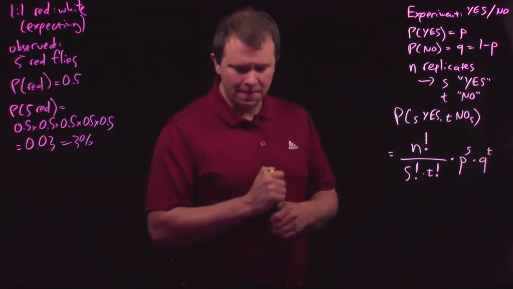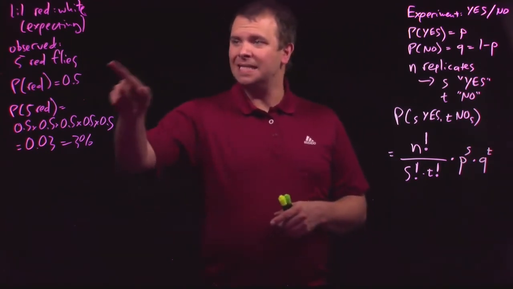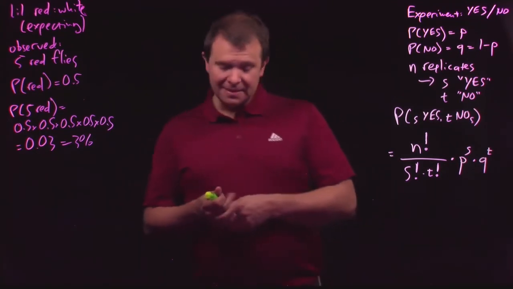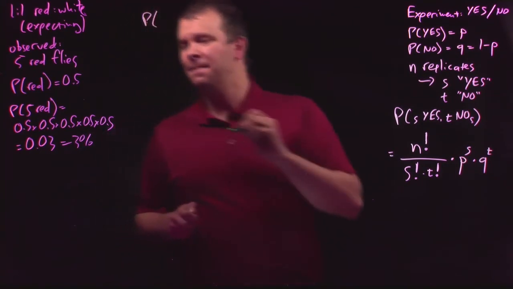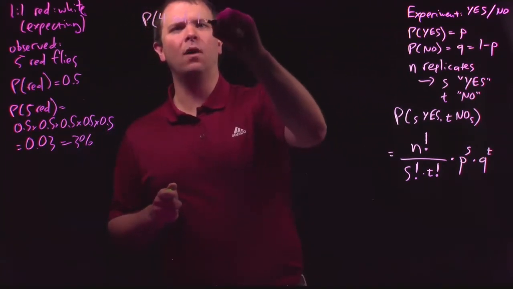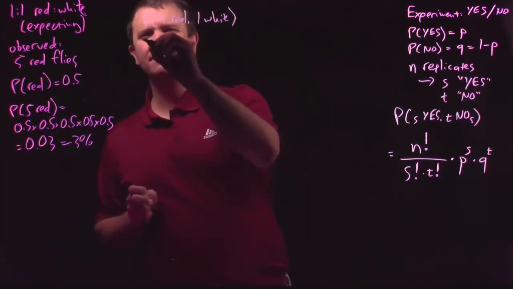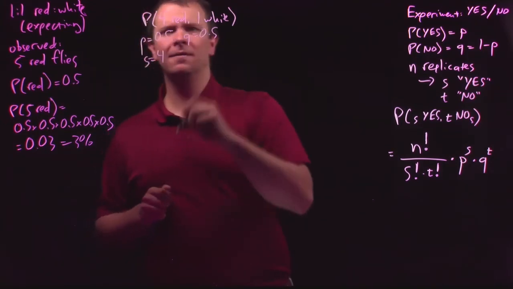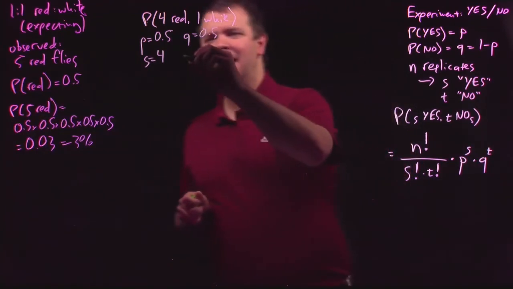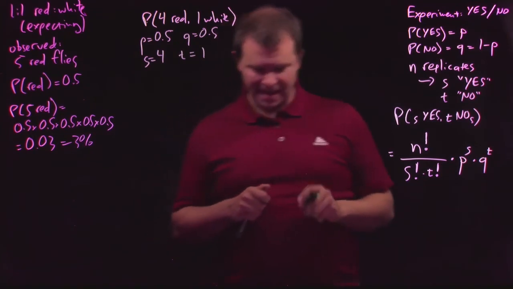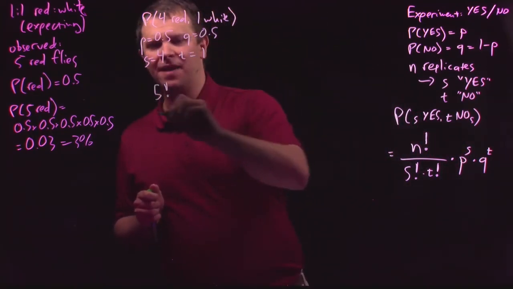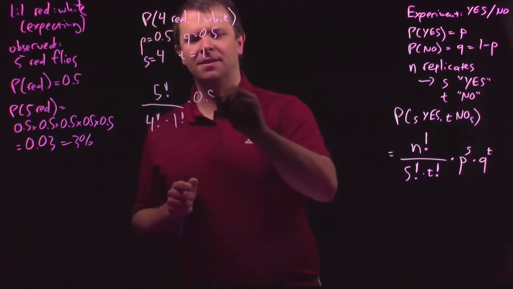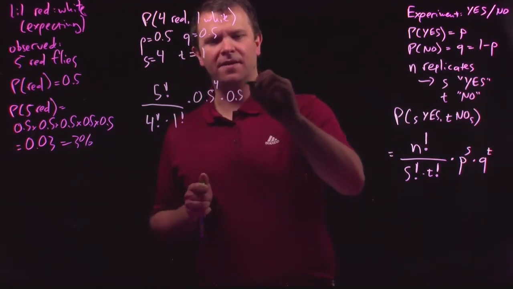And so let's return to our fly example. The probability of getting red-eyed progeny is 0.5, and the probability of getting white-eyed progeny is also 0.5. Let's ask, for example, what is the probability that we see 4 red-eyed flies and 1 white-eyed fly. In this case, P is 0.5, Q is 0.5, S is 4, we'll call having red eyes the yes state, and T is 1. So now we set up the numbers like this: 5 factorial over 4 factorial times 1 factorial times 0.5 to the 4th power times 0.5 to the 1st power.